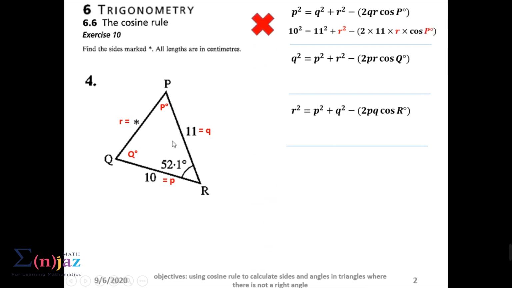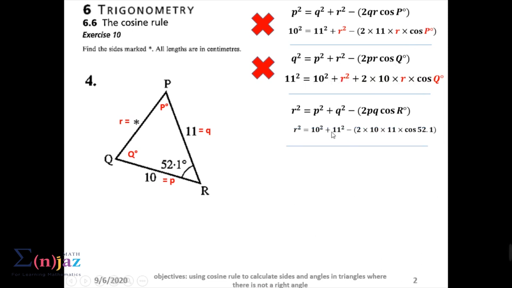Let's substitute in the second one. So Q is 11. 11 squared is equal to P is 10, 10 squared plus R squared plus 2 times 10 times R times cosine Q. We forgot to place the brackets here. Please don't forget to place the brackets. And here it's a minus. This is by mistake. Okay? Let's now substitute. But anyway, we can't solve this equation because I have two unknowns, which is R and Q.